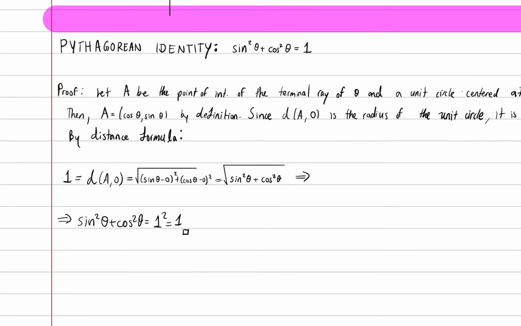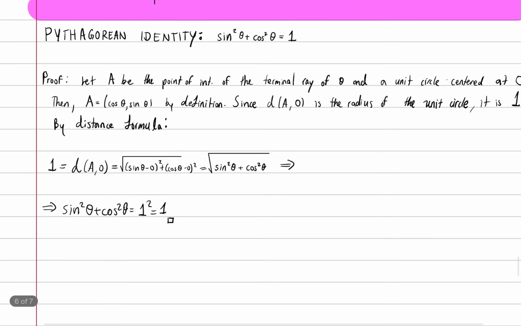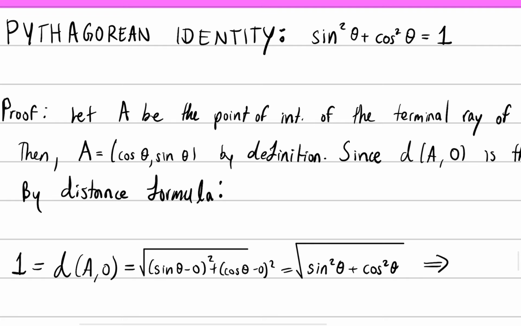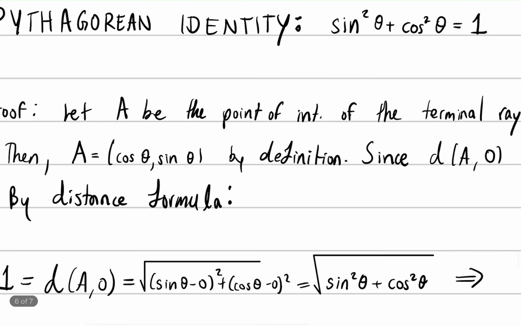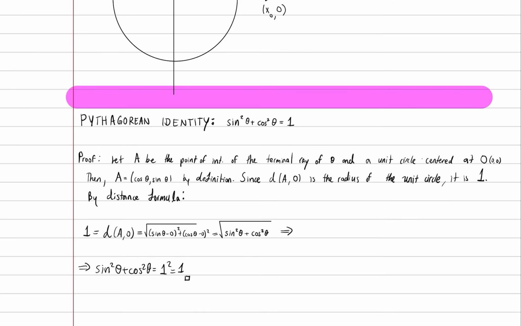Hello, welcome back. Today we're going to be starting us off in lesson 2 of trigonometry with the Pythagorean identity. Now, you may or may not have seen it already, but it is basically sine squared theta plus cosine squared theta is equal to 1. Now, what is not a proof for this?